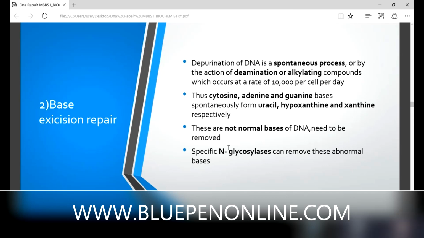Then one special type of enzyme is there that can remove these abnormal bases. In mismatch repair, we discussed three proteins: MutS, MutL, MutH. But here one enzyme is there. That particular enzyme is known as N-glycosylase. That is specific for each base. Specific N-glycosylase can remove these abnormal bases.